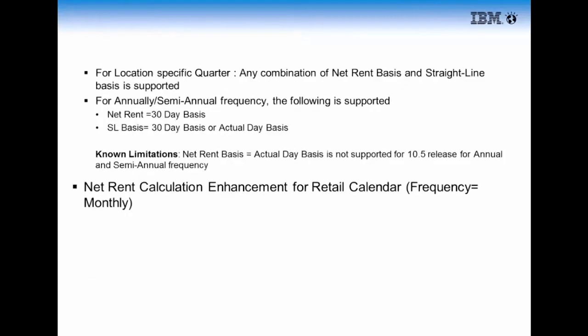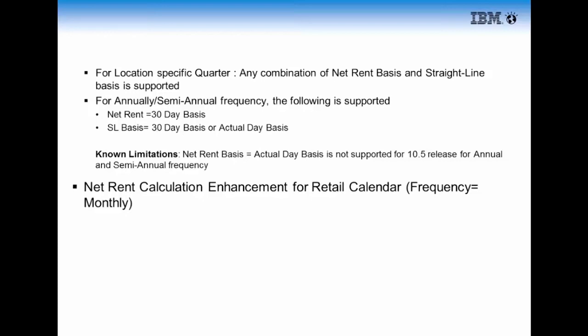Just bear in mind, for location-specific quarters, any combination of net rent basis and straight line basis is supported. What does it mean? It means that you can run the straight line schedule on a combination of net rent equals 30 and straight line equals 30, or net rent 30 and straight line actual day basis, or net rent actual and straight line 30, or net rent actual and straight line actual. That we support.